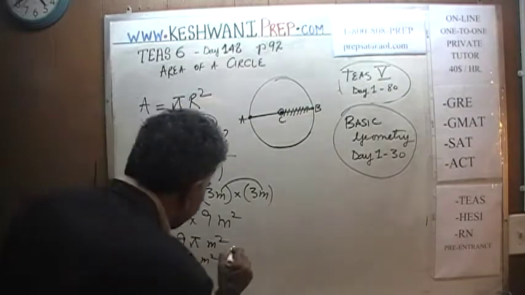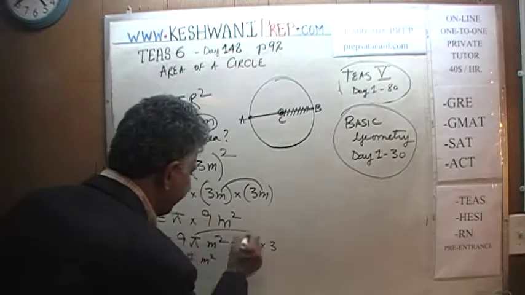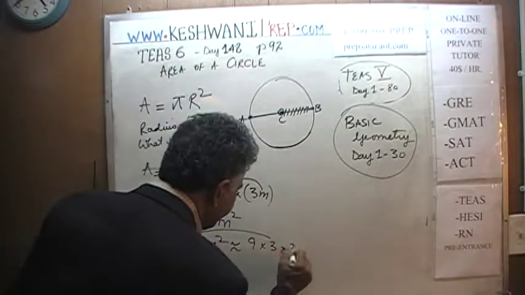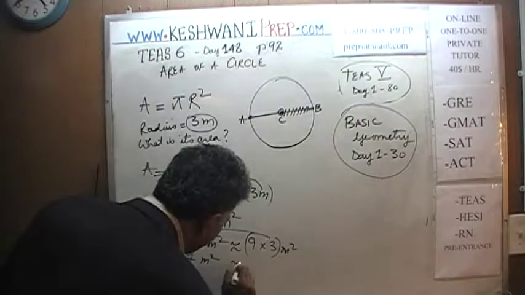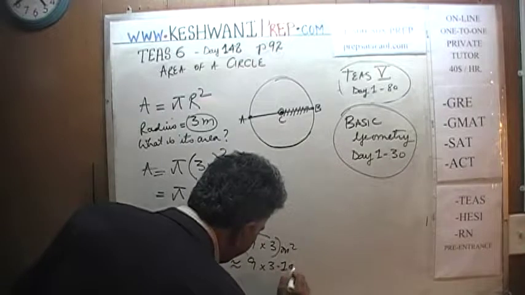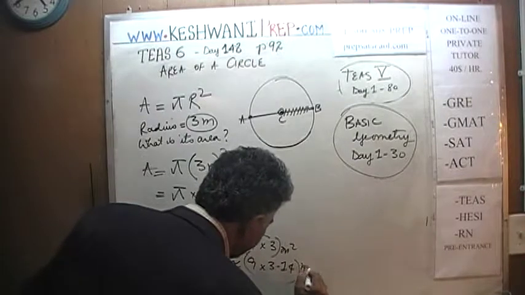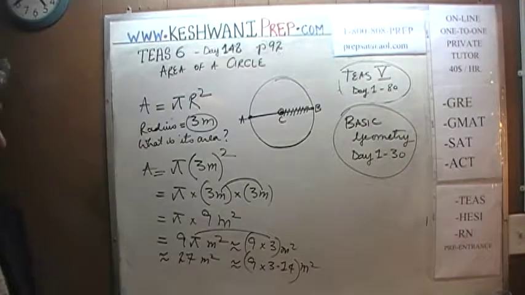Why 27? Because we are saying that pi is approximately 3. So 9 times 3 is 27. Or if you want to be a little bit more precise, you can say that this is approximately 9 times 3.14, whatever that happens to be, meters squared.